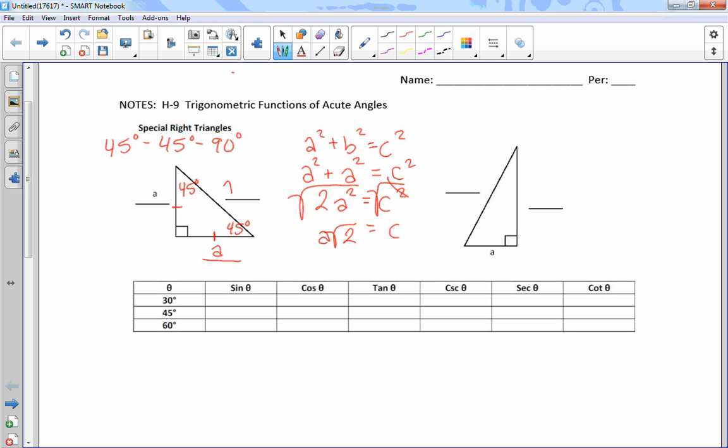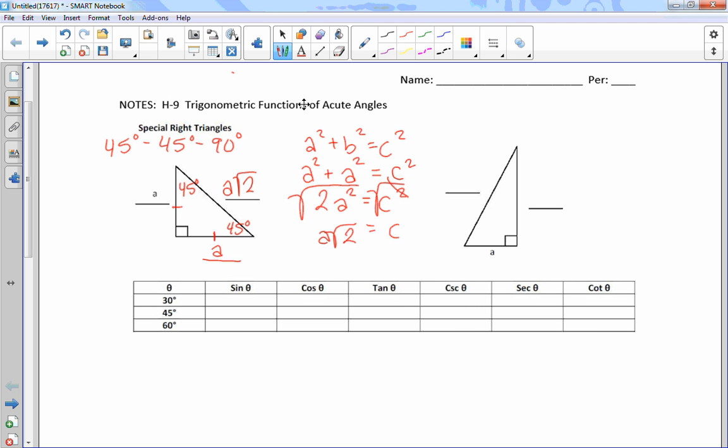So we have a special relationship on 45, 45, 90 triangles. If we know that our isosceles right triangle has, say, sides 5 and 5, the hypotenuse would always be 5 root 2. If this was 7 and 7, the hypotenuse would always be 7 root 2. Okay? Special triangles always have this happen.